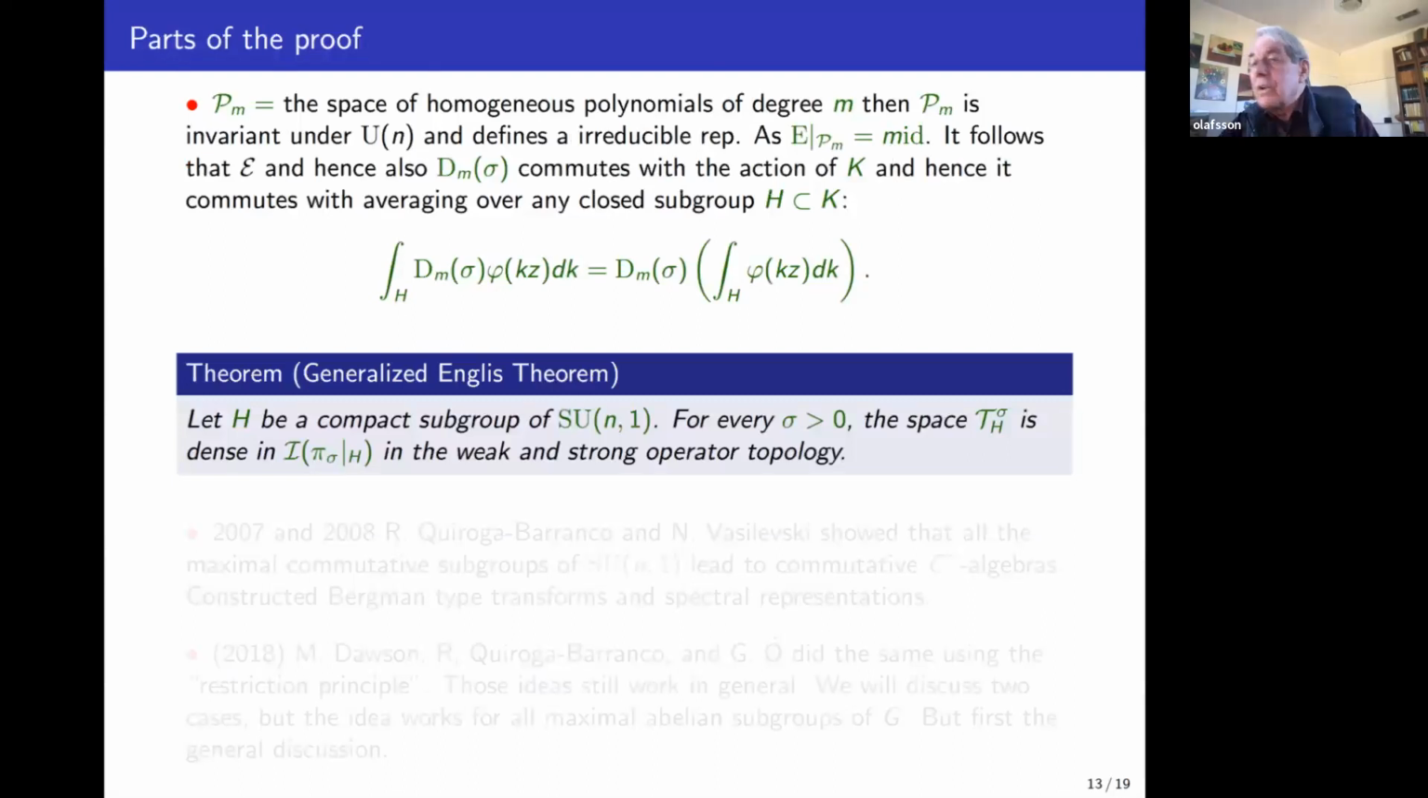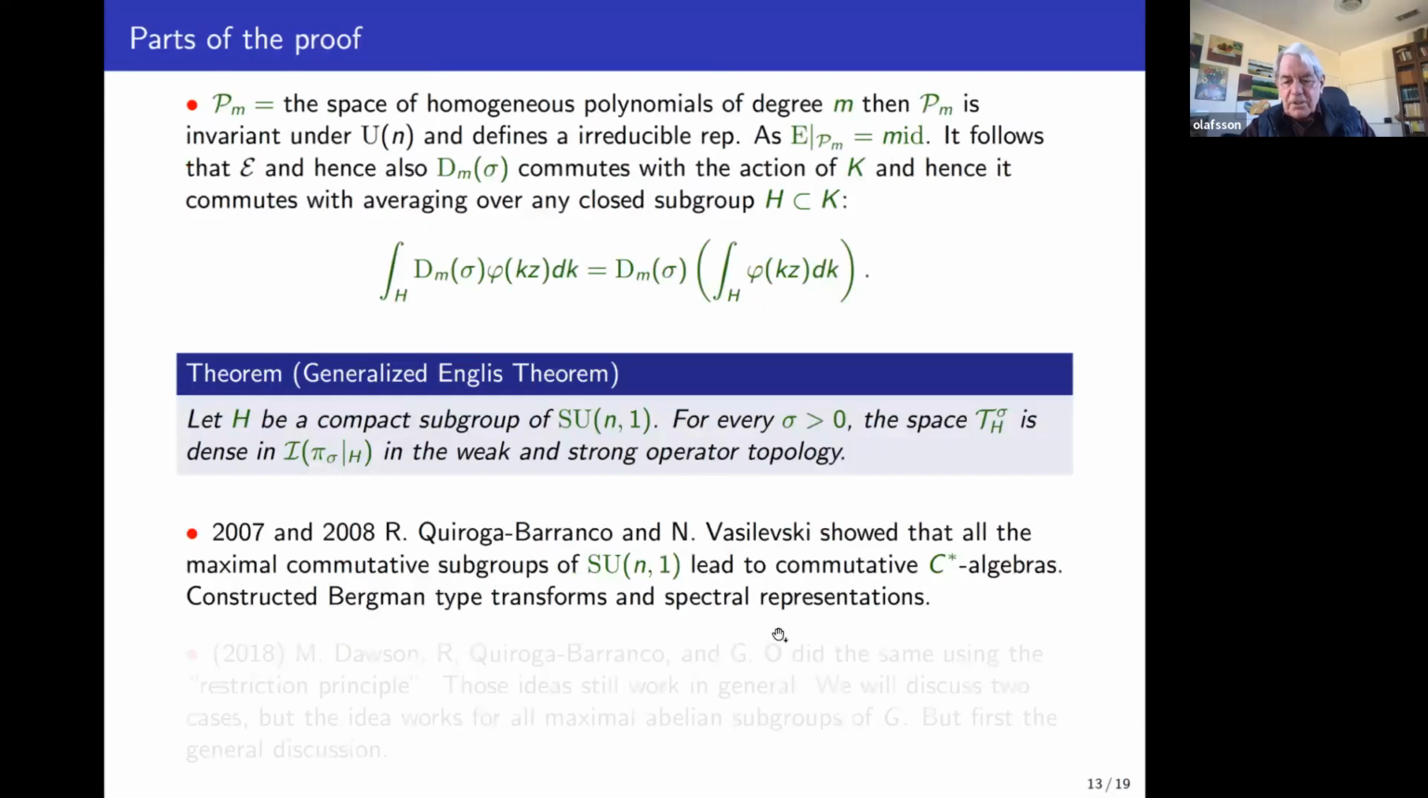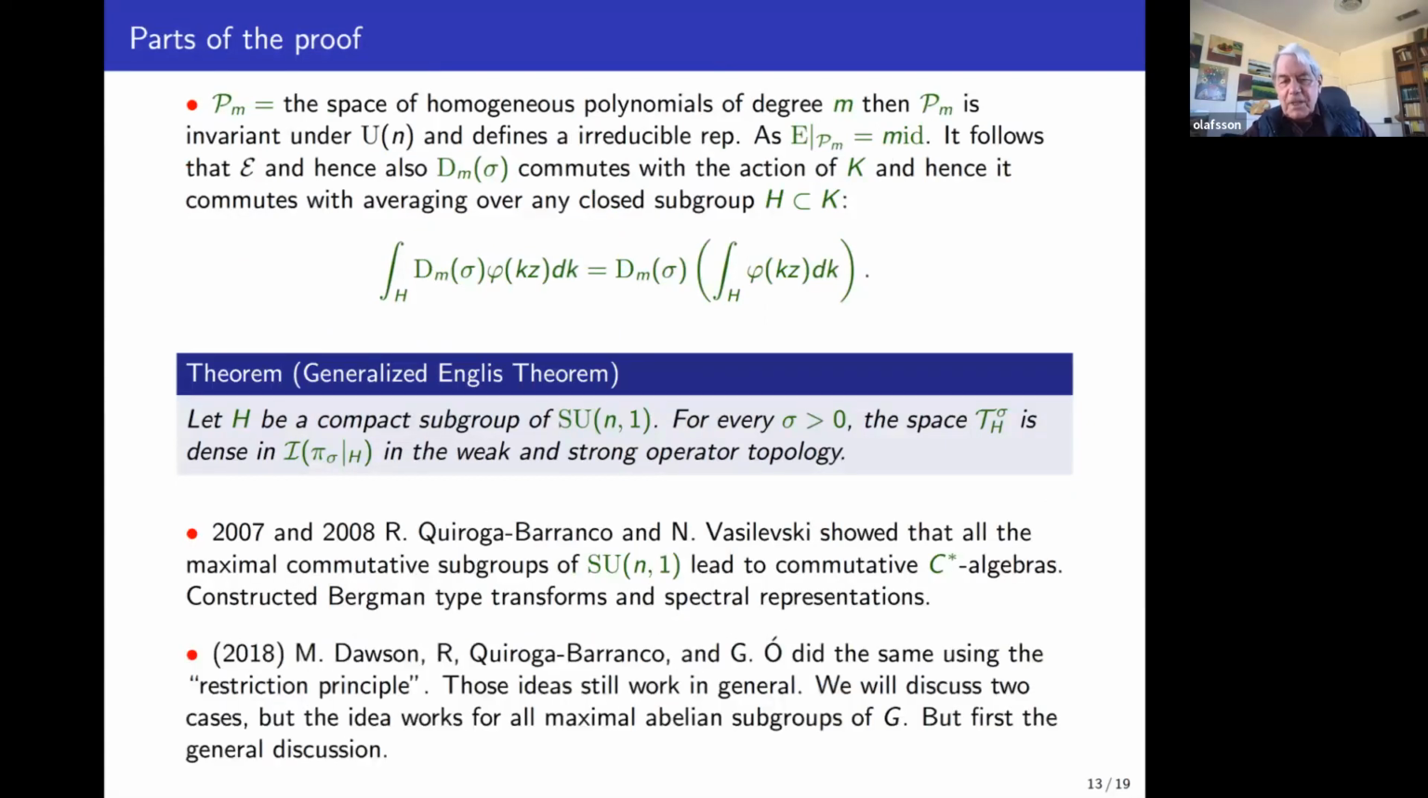Okay. So the last thing then is the well-known things that people have, okay, two people here in the audience, they have studied the maximal abelian subgroups in SU(n,1) and showed that all of them lead to abelian C-star algebras. The invariant symbols give you commuting Toeplitz algebras, and they also showed how to calculate the spectrum of those operators, because if you have a commuting C-star algebra, then you want to know exactly what the spectrum of those operators is.